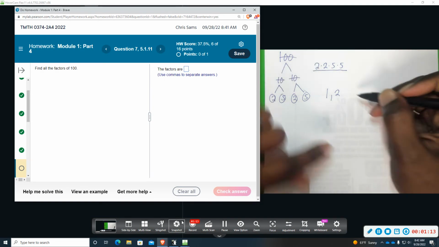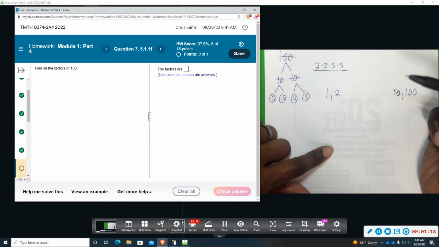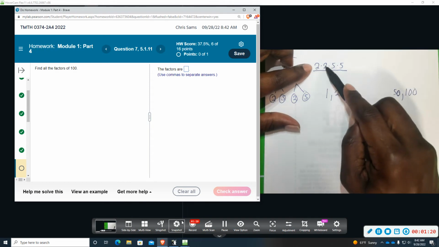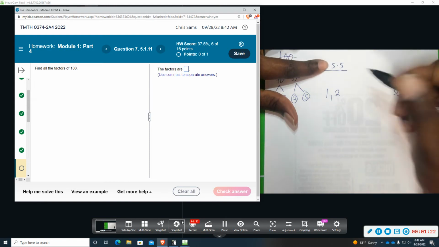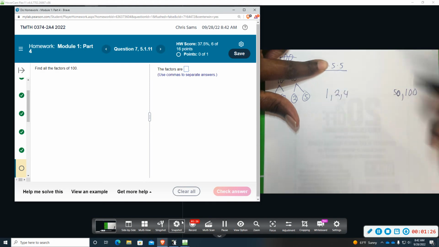Okay. Can I make a 3? Or do I have a 3? No. Can I make a 4? Well, I can make a 4. I can do 2 times 2. So cover up 2 times 2, and that gives me 4. And then the remaining digits make up my other factor, 5 times 5, which is 25.